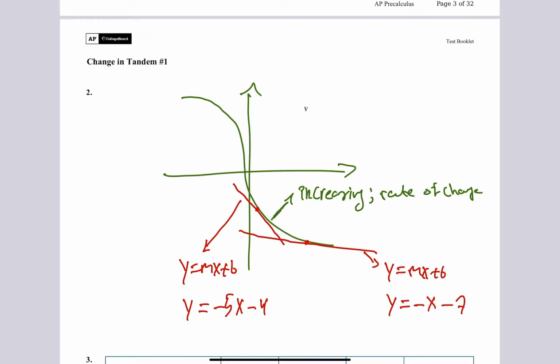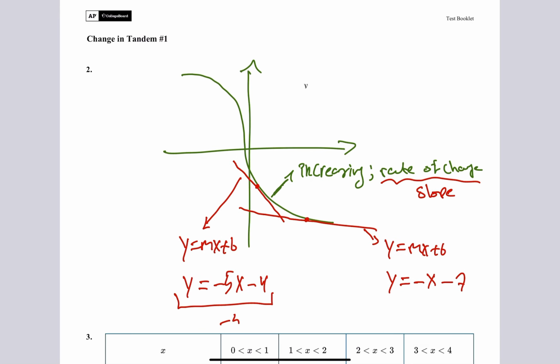Now, what is the rate of change for the first line? Rate of change basically means slope. What is the slope of the first line? Isn't it negative 5? What's the slope of the second line? Negative 1. As we're moving on in x, what is going on with the rate of change? Negative 5 to negative 1. Didn't this increase?